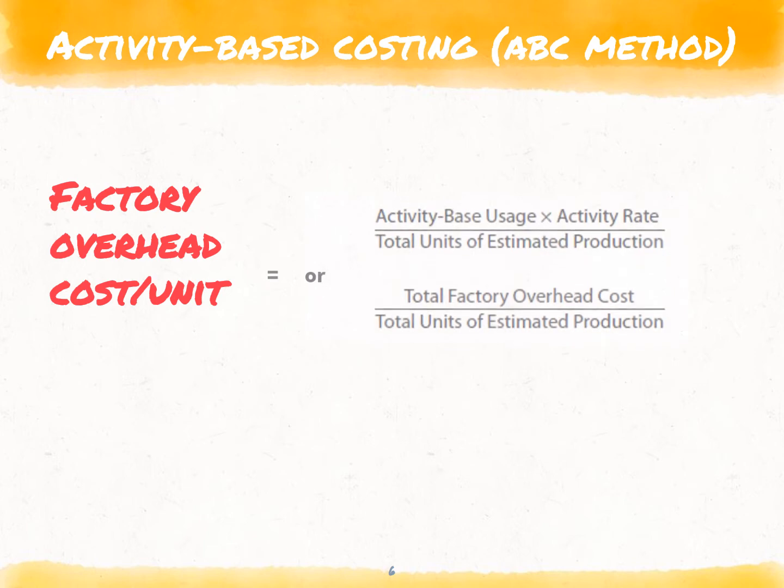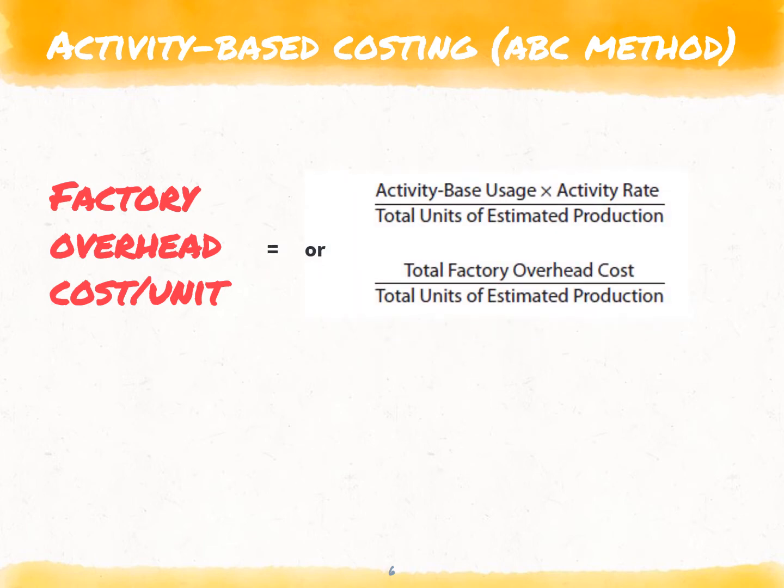In activity-based costing, the factory overhead cost per unit is computed as follows: activity-based usage multiplied by activity rate, divided by total units of estimated production, or total factory overhead cost divided by total units of estimated production.